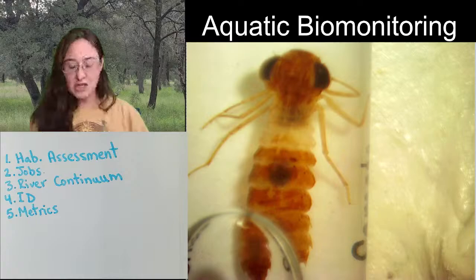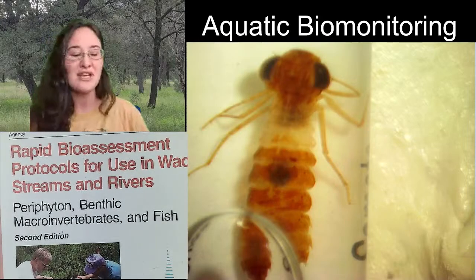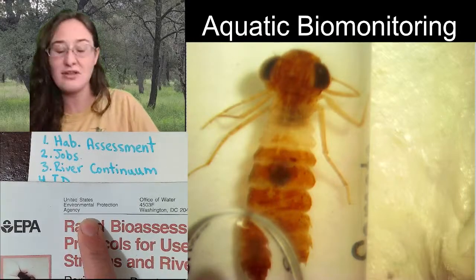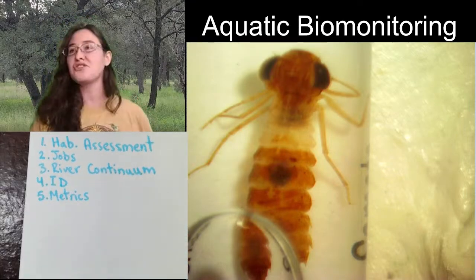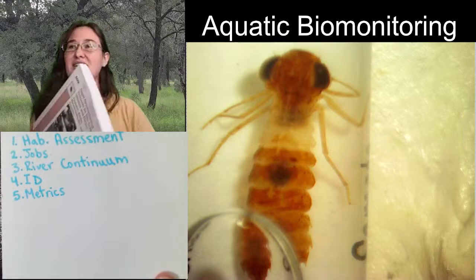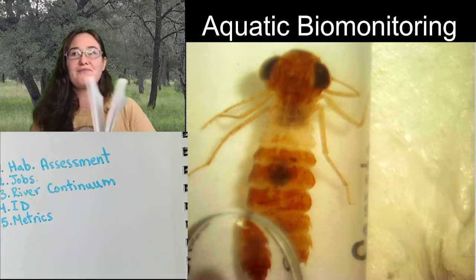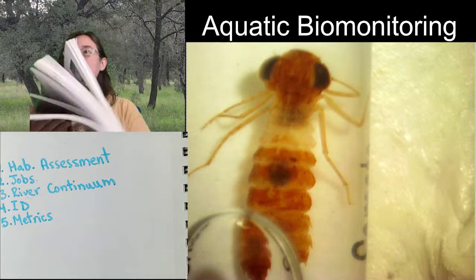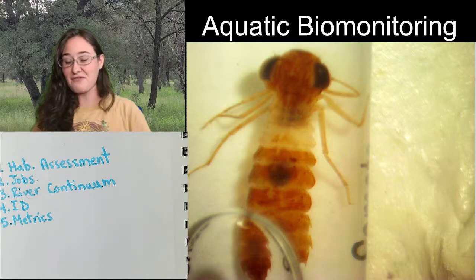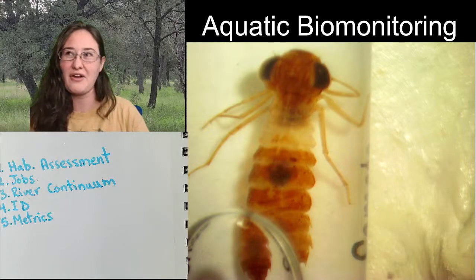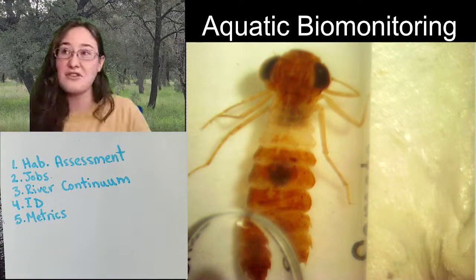We're going to be using this book, the Rapid Bioassessment Protocols for Use in Wadable Streams and Rivers. It is actually by the Environmental Protection Agency. It's by the EPA. And it's essentially a large data book. We're not going to cover everything in here because it calls for periphyton and fish and stuff, but we're going to be looking at some of the habitat assessment stuff that they use.